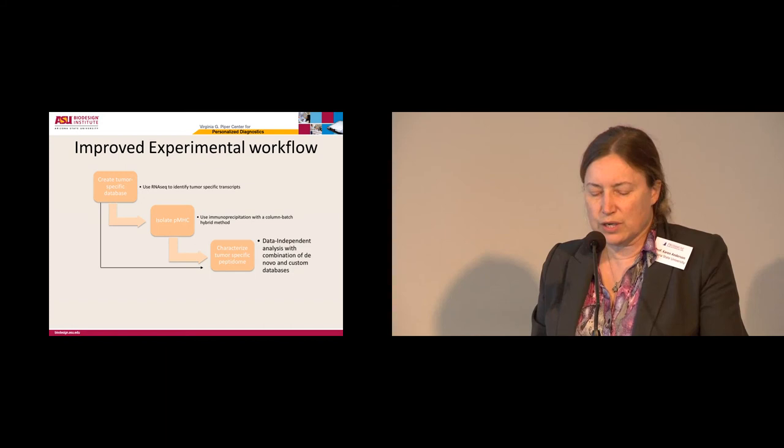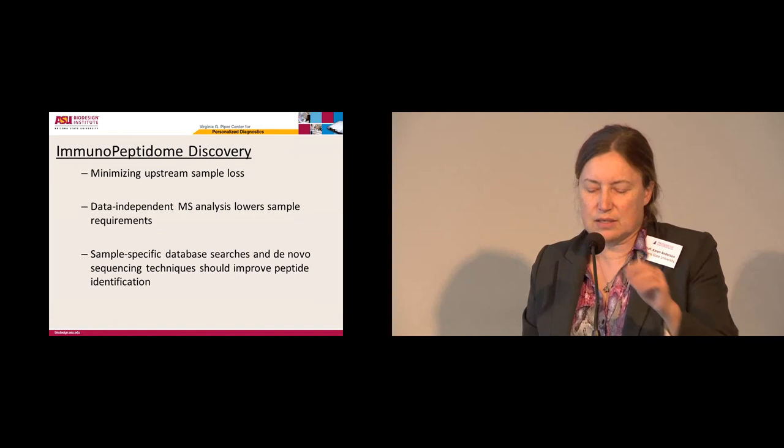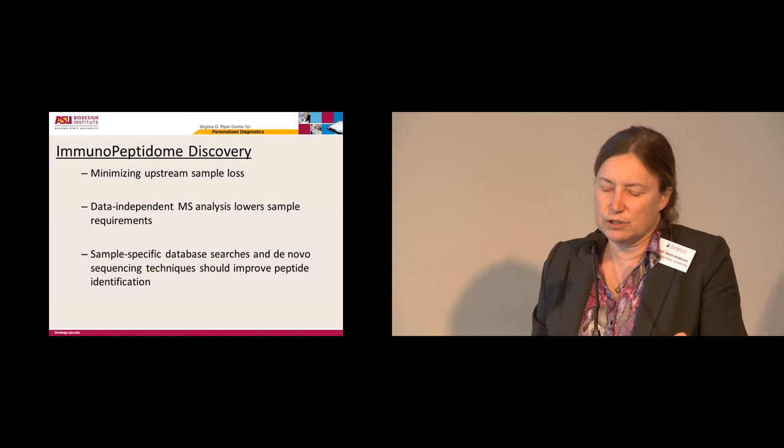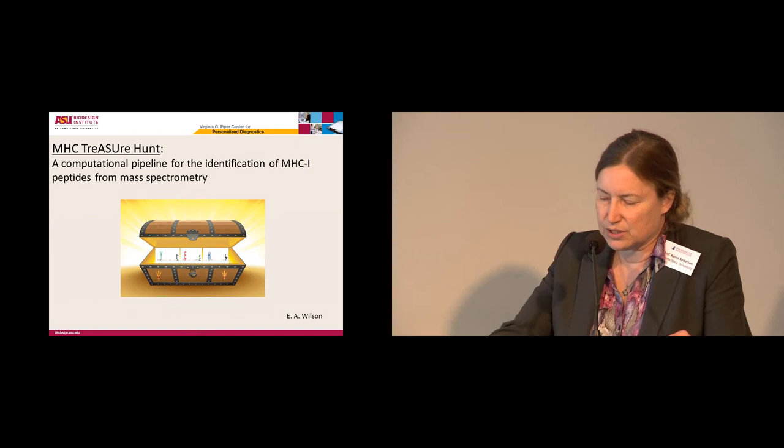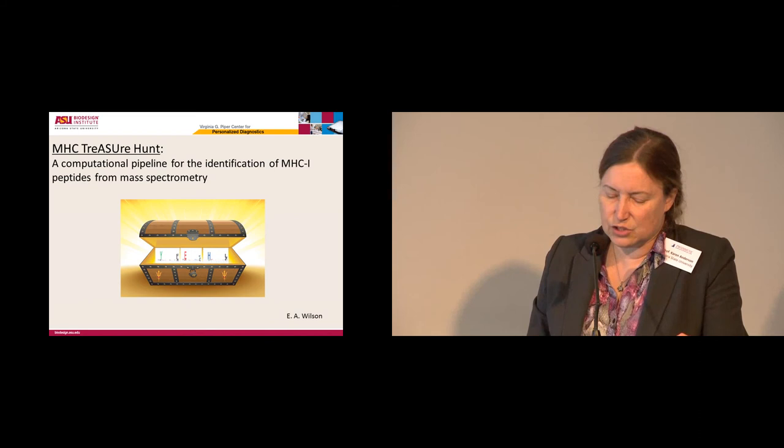So what we've been working on is really two different approaches to this. One is immunopeptidome discovery systems, doing some data-independent mass spec-based analyses and trying to improve some of the data-independent acquisition workflows. Eric Wilson in my lab recently presented at the mass spec meeting on the West Coast, where he has been working on a computational pipeline for the identification of MHC1 peptides from mass spec, in particular from DIA data. This should be out on GitHub within the next month or so. It's called MHC TreASUre Hunt.